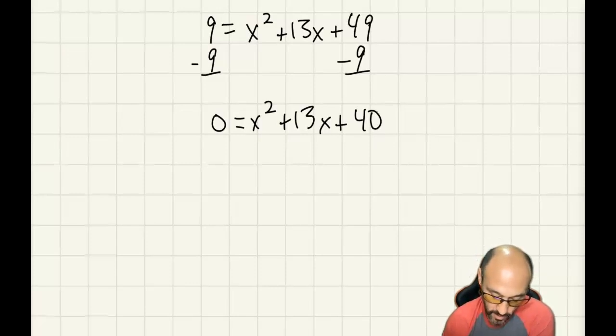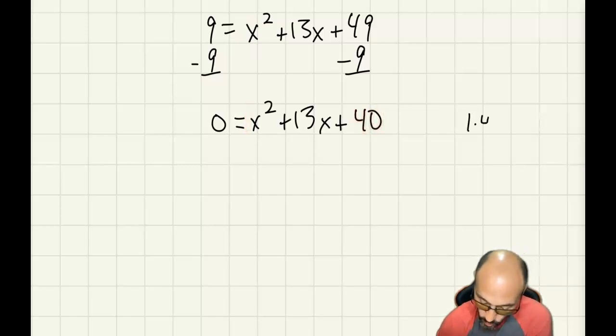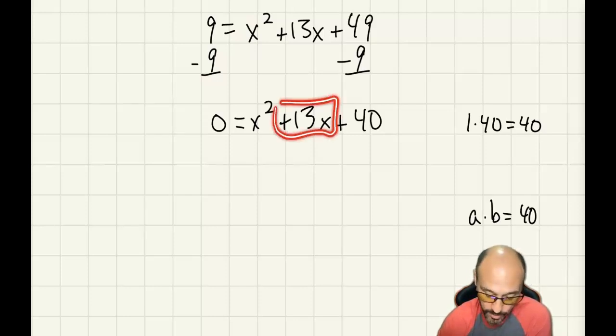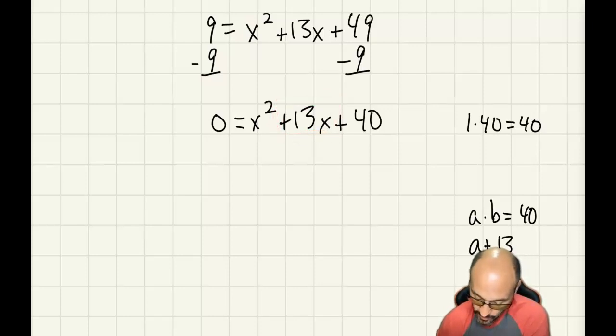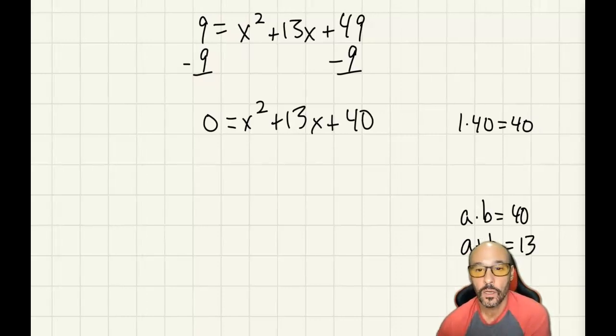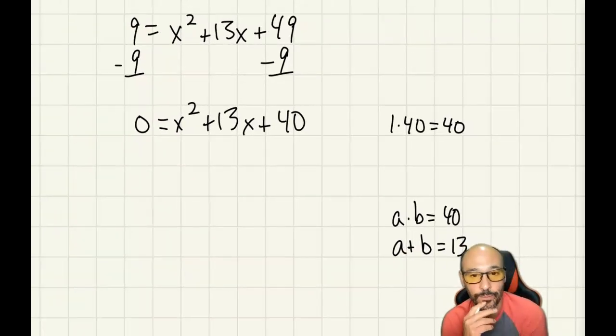And so we're going to factor by grouping. Again, we have the 1 here times 40, so 1 times 40 is 40. We're going to need two numbers that when we multiply them together equal 40. I said add, I meant multiply. And when we add them together, we get the 13. A plus B is equal to 13. So that's where we're at right now: two numbers that when we multiply them together give us 40 and add them together give us 13.